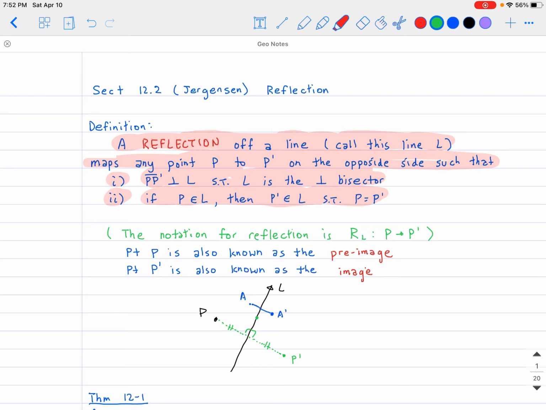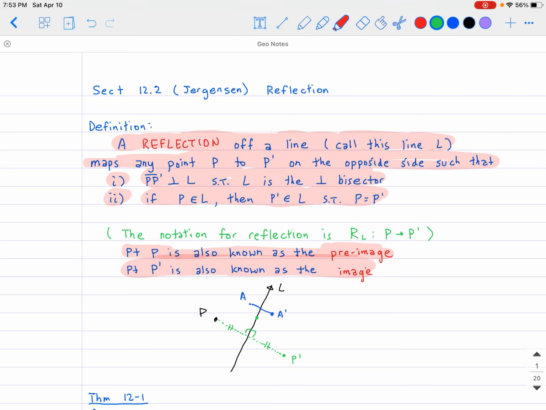Let's see, a couple more things over here. P is what is known as a pre-image, meaning the point that you have before you reflect it. That's just a fancy name for it. Whereas P prime, the point that you get after you reflect it, is what is known as the image. So you can think of the pre-image as the input, and the image as the output. So the pre-image is like the X value, and the image is like the Y value that you get when you put it into a function.